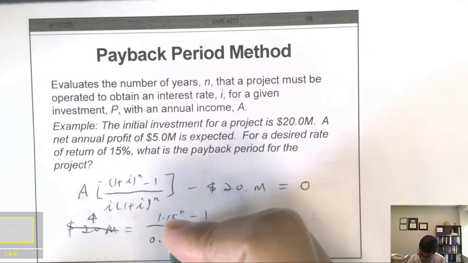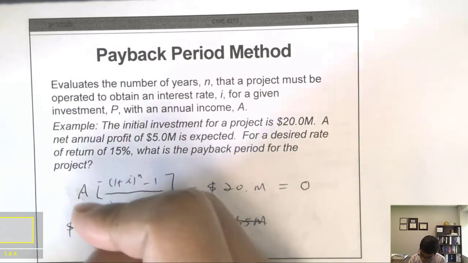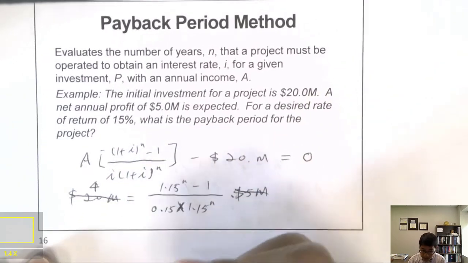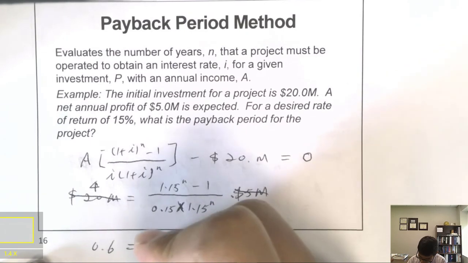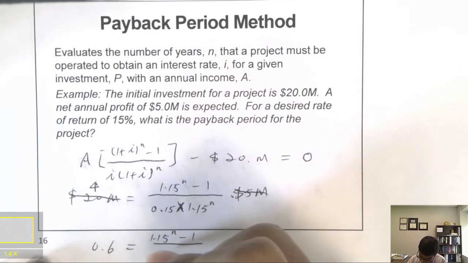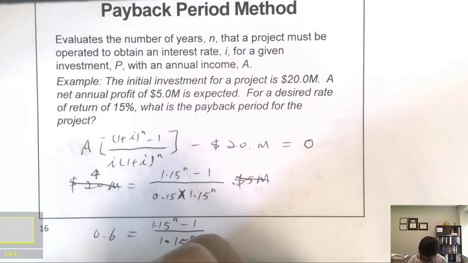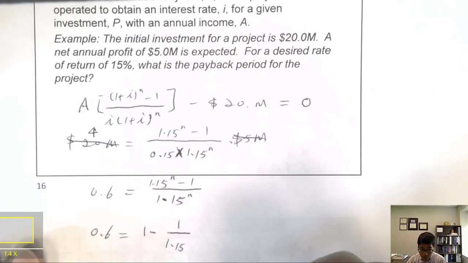And also we would like to move this term to this side of the equation. So that will give us 0.6, this times this, 0.6 equal to 1.15 to the n minus 1, over 1.15 to the nth power. And this divided by this, 1 minus 1.15 to the nth power.